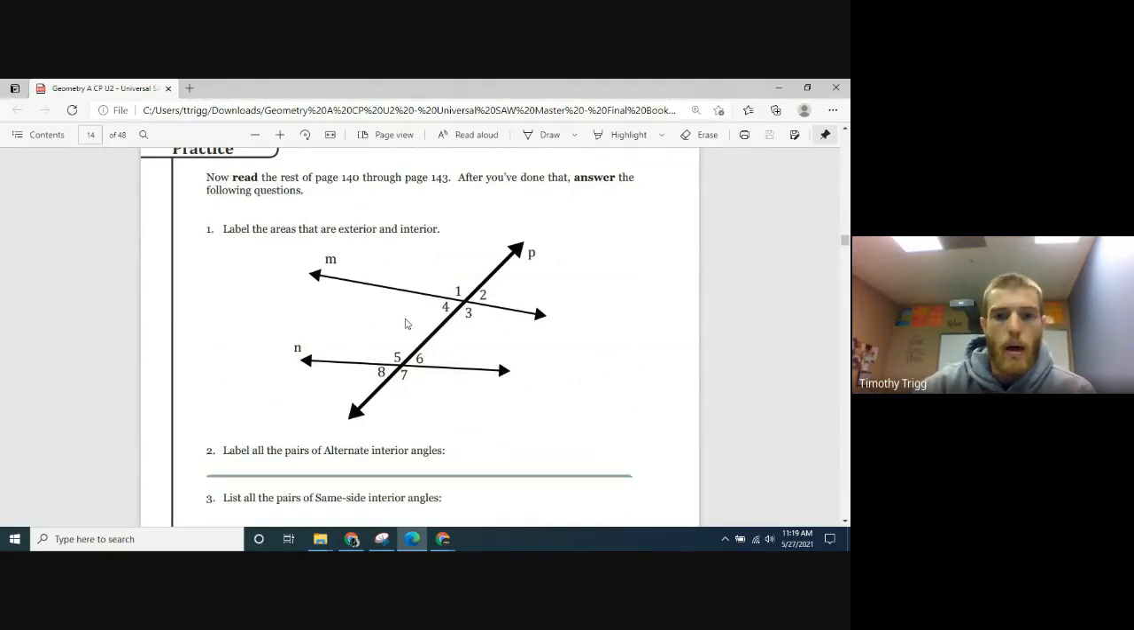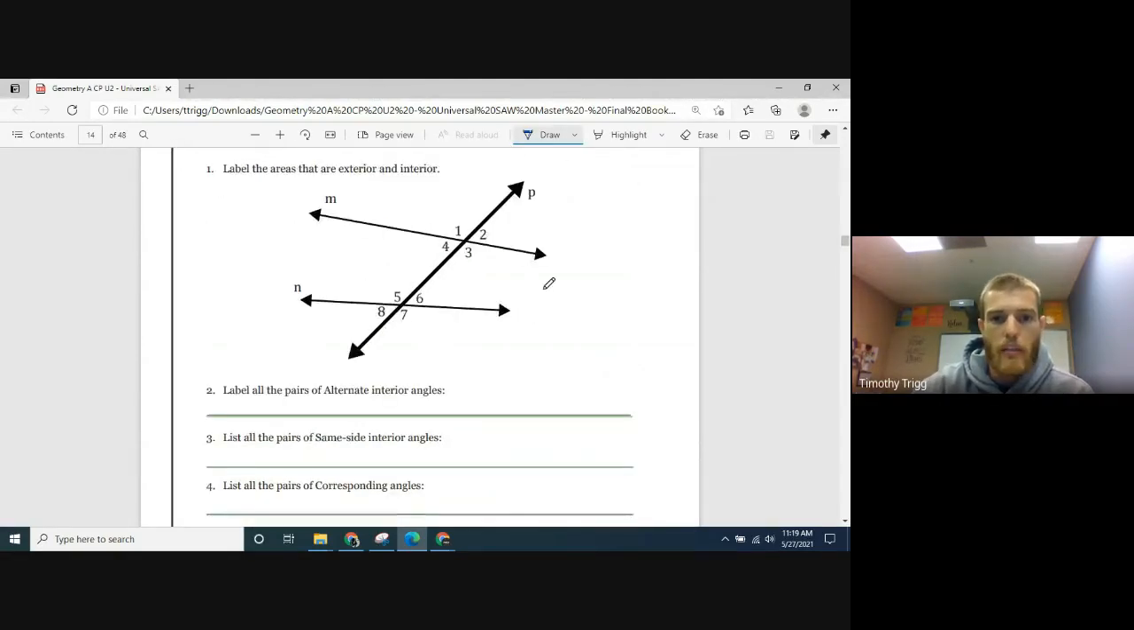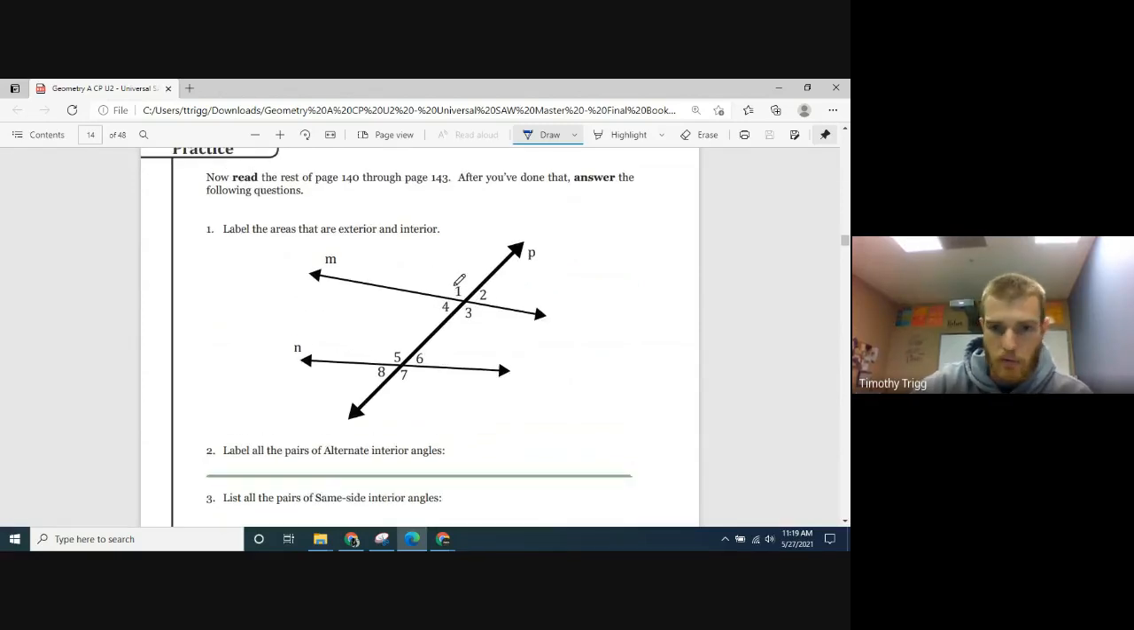Okay, so I want you to look at this, and you can see here there are 8 total angles, and they're numbered 1, 2, 3, 4, 5, 6, 7, 8. So we have 8 angles here, and 4 of them are considered interior, like inside. Which 4 angles do you think would be considered interior? Hopefully you could see that would be angles 3, 4, 5, and 6. Do you see how they're inside? They're inside these lines M and N, right? So that's what we call interior angles.